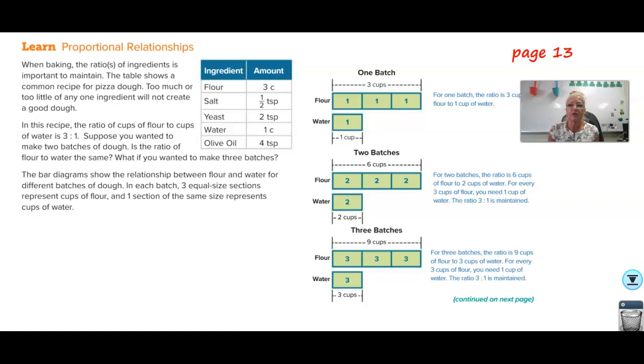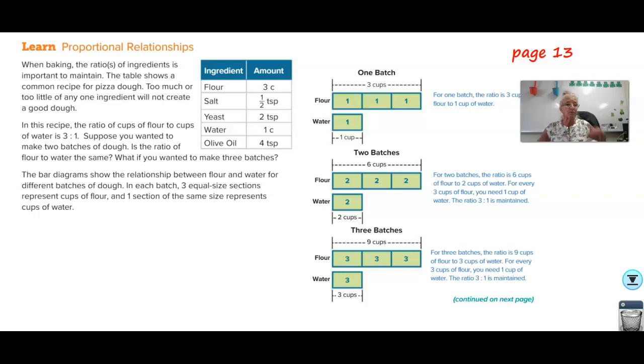When baking, the ratio of ingredients is important to maintain. The table shows a common recipe for pizza dough. Too much or too little of any one ingredient will not make a good dough. In the recipe, the ratio of cups of flour to cups of water is 3-to-1. That means for every 3 cups of flour, you have to add 1 cup of water. If you wanted to make a double batch, you could have 6 cups of flour and 2 cups of water.